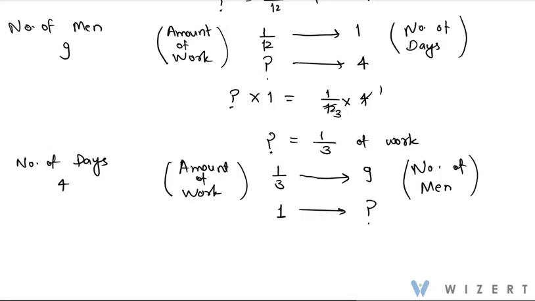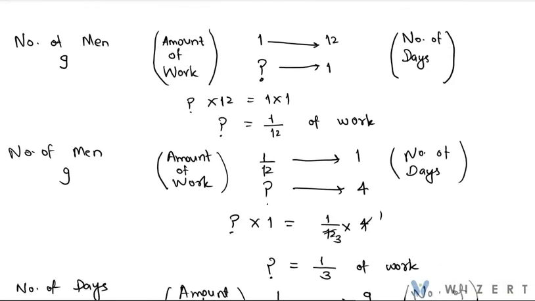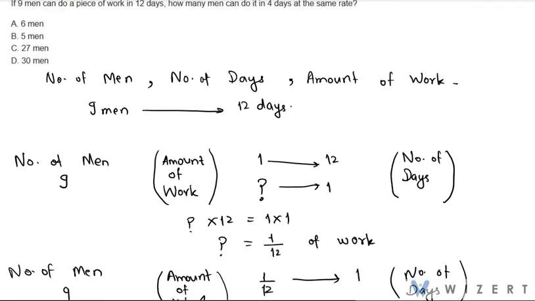Now we can simply use this equation and cross multiply. So the number of men required multiplied by 1 by 3 is equal to 9. So the number of men that will be required to finish the given work in 4 days is equal to 9 into 3, which is 27 men. So the answer is option C.